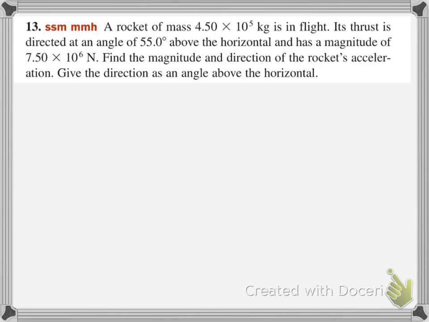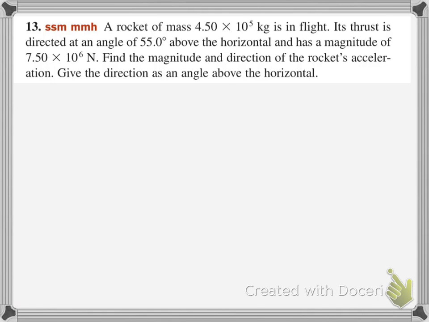A rocket of mass 4.5 times 10 to the 5th kilograms is in flight. Its thrust is directed at an angle of 55 degrees above the horizontal and has a magnitude of 7.50 times 10 to the 6 newtons. Find the magnitude and direction of the rocket's acceleration. Give the direction as an angle above the horizontal.